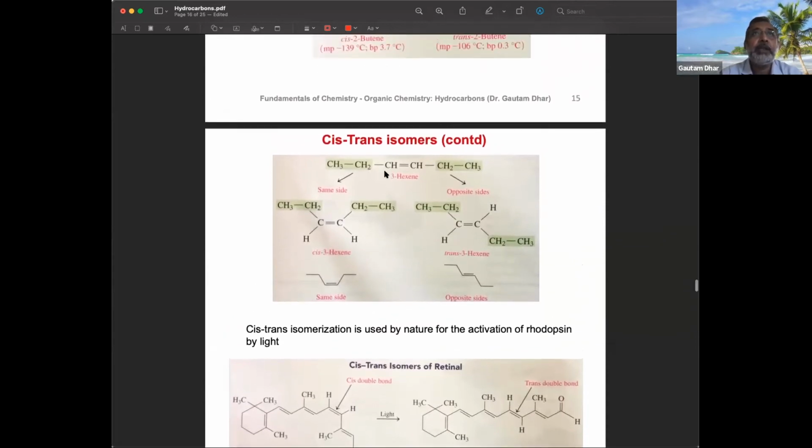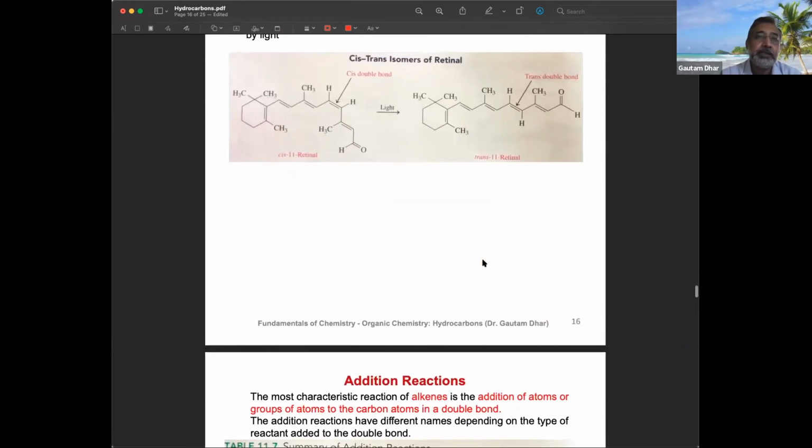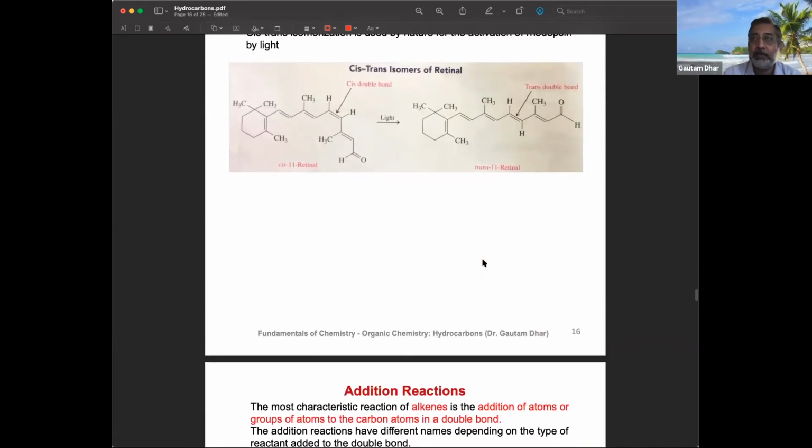If you look at this 3-hexene, you can have the CH3CH2 groups on the same side, or you can have them on opposite sides. And you can see the molecular shapes are completely different. So these are distinct changes. And the physical properties are also quite different.